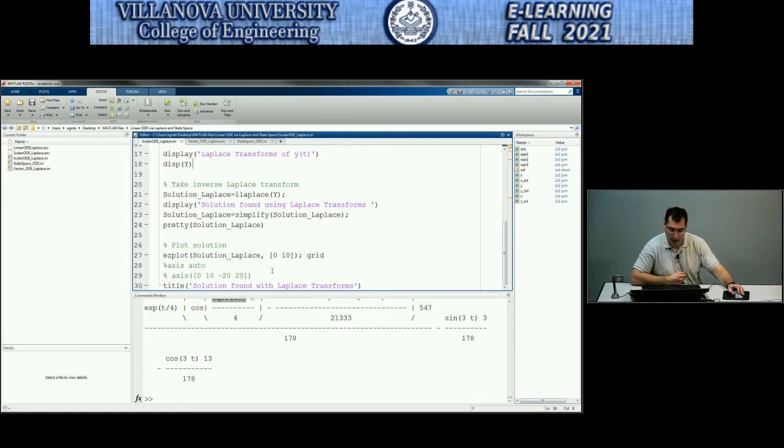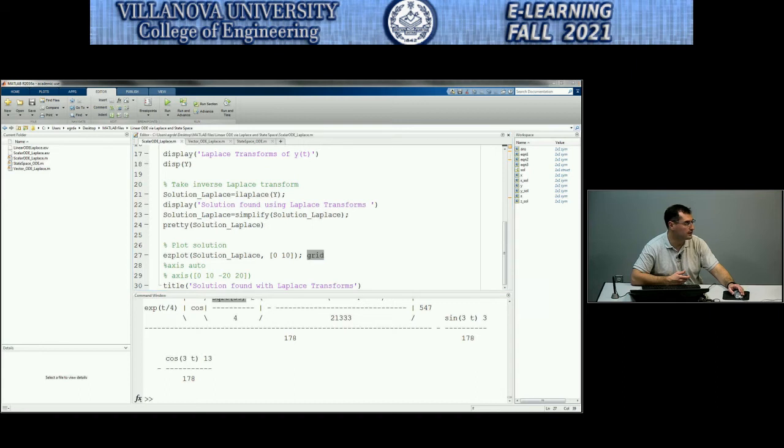So this is how you do this. You can also plot the solution. Once you obtain the solution, you can use the command called ezplot. So ezplot is really an easy plot. You just type up the name of the function that you want to be plotted, and that is called solution Laplace in my case. You specify the limits between which you want this to be plotted. If you want to apply a grid, you apply the grid, but that's what the graph looks like.